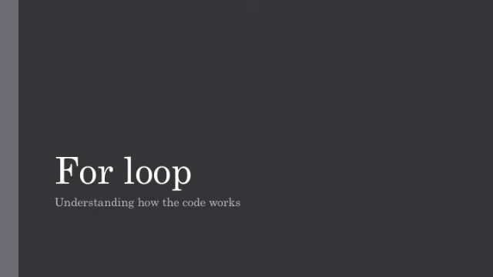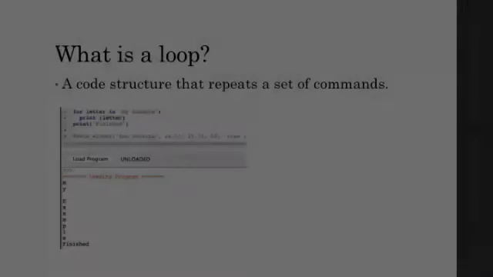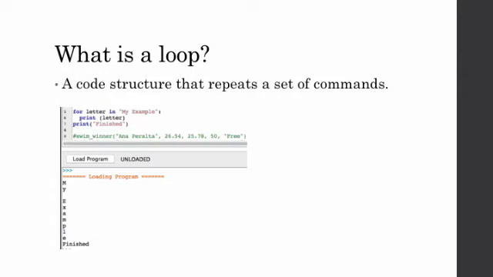This is a short video to understand how a loop functions in code. What is a loop? A loop is a code structure that simply repeats a set of commands.